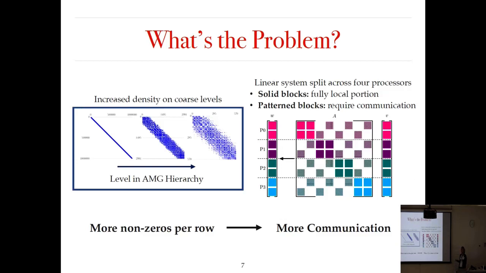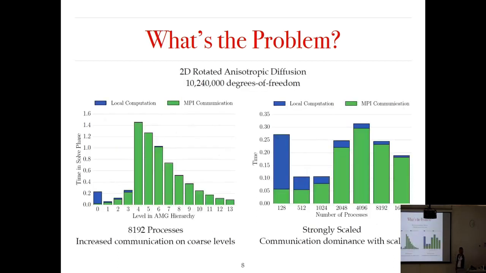So the problem that we see with AMG is that if you get these coarse levels, you get a larger number of non-zeros per row, you end up having more communication because you get more non-zeros in this off-process block. So that creates a lot of problems. And so if you look at the figure on the left here, this is the time in the solve phase of AMG spent on each level of the hierarchy.